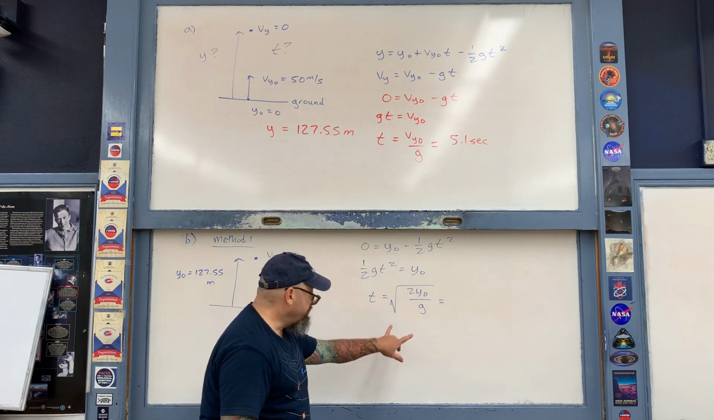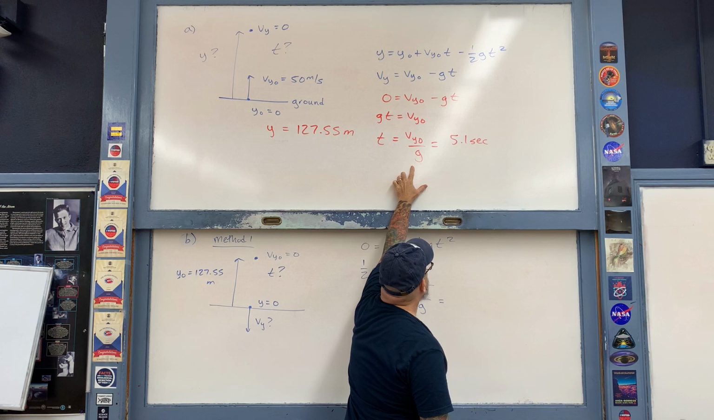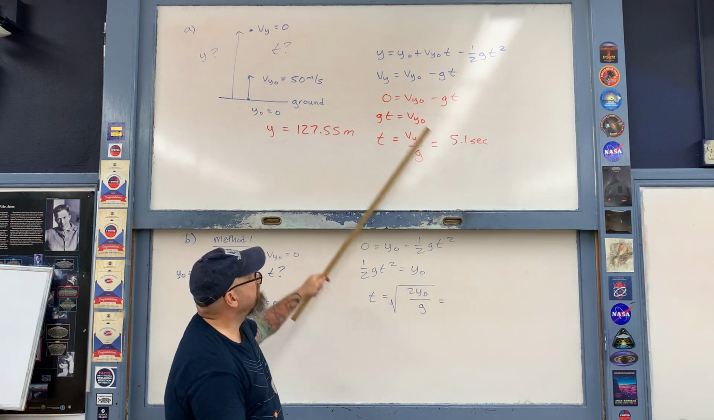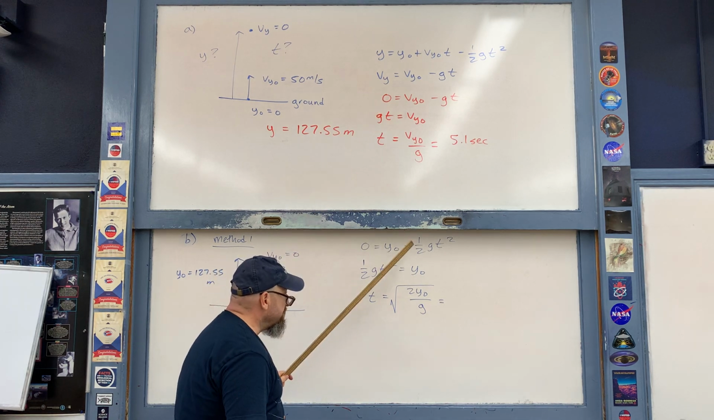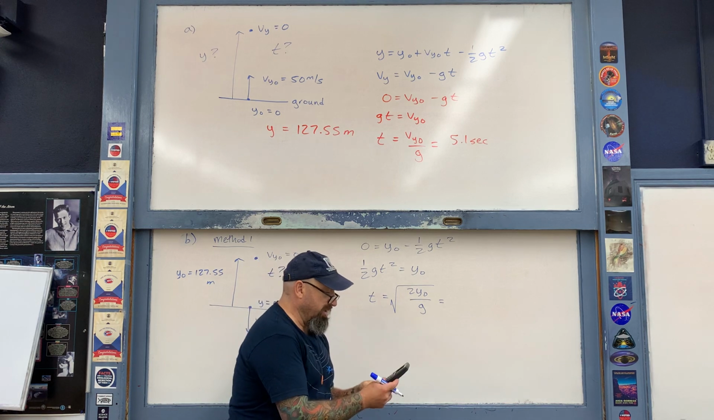plug in my numbers. Notice, by the way, that this equation here is different than this equation here, which I derived earlier. And the reason for that, in part A of the problem, my opening step involved the velocity equation. This instead, however, involves the position equation. Let me go ahead, however, and plug in at this point.